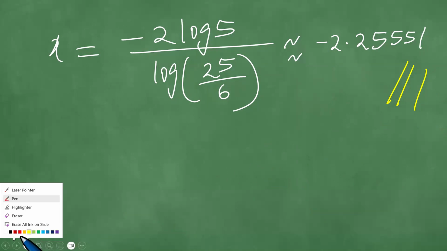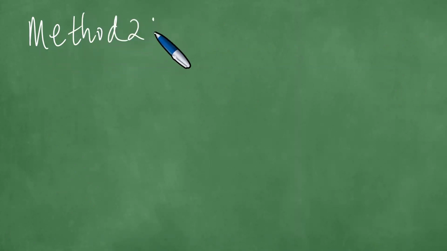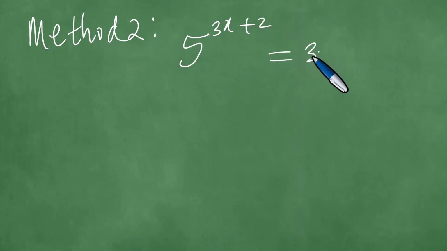Yeah, let's look at method 2, because if you have 5 to the power 3x plus 2 equals 30 to the power x, we can look at this and realize that, well, you're dealing with an exponential equation and the bases here are 5 and 6, 5 times 6. So we can just apply the log.